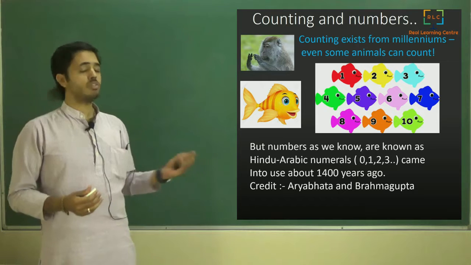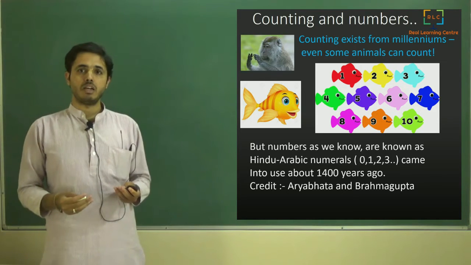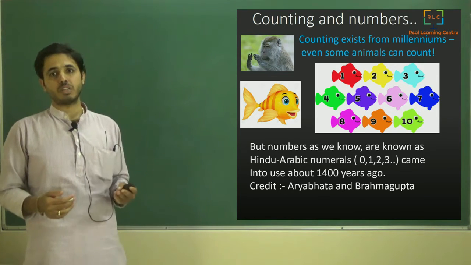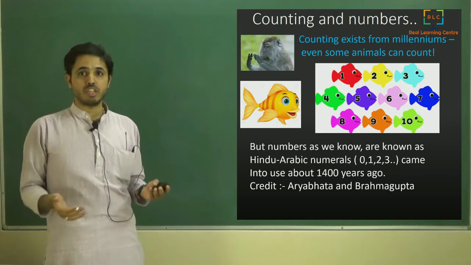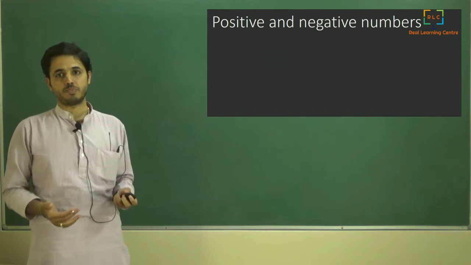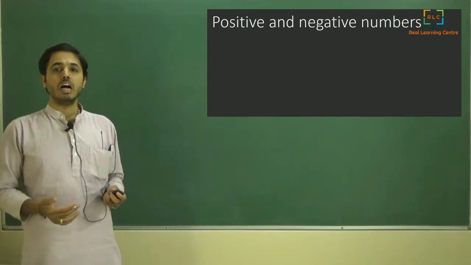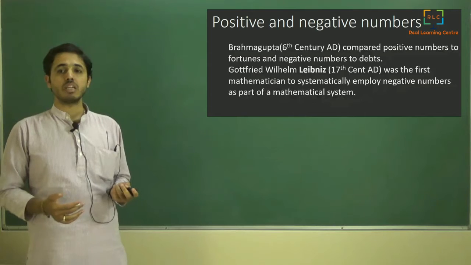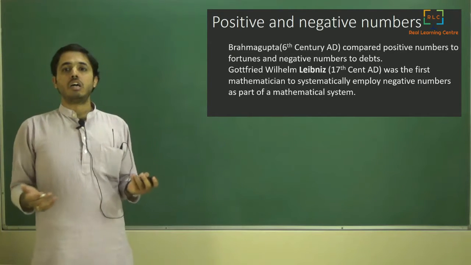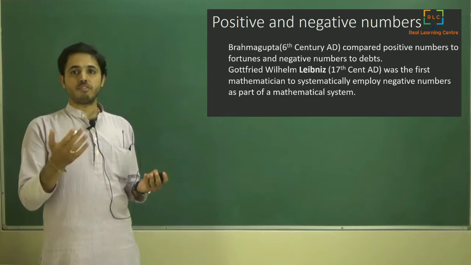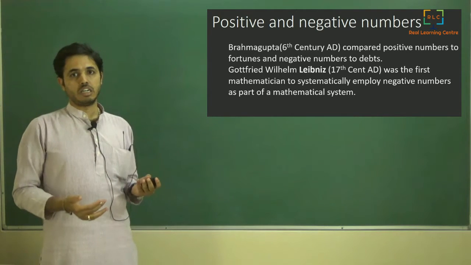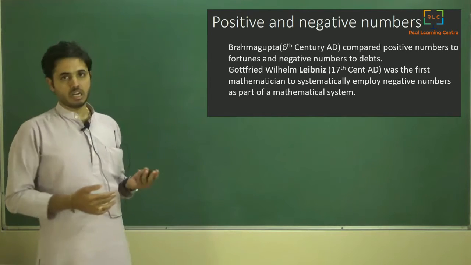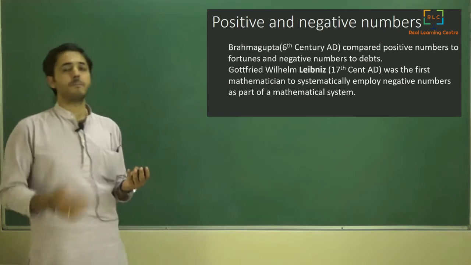It was developed 1400 years ago, and the credit goes to Indian mathematicians Aryabhata and Brahmagupta for extensively using these numerals in their works. Now let us come to the topic of positive and negative numbers. The usage of positive and negative numbers, within the Indian subcontinent, was started by Brahmagupta in the 6th century AD.